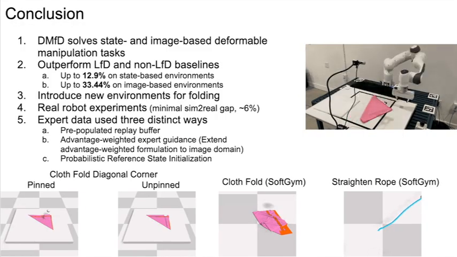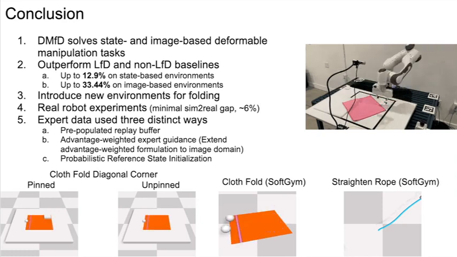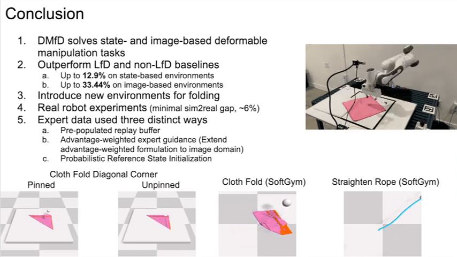In conclusion, our method works on state and image observations and is able to outperform LFD and non-LFD baselines. It is primarily because of the ways in which we use expert data and the balance with exploration. Additionally, we introduced 2 challenging cloth folding environments and deploy our system on a real robot.